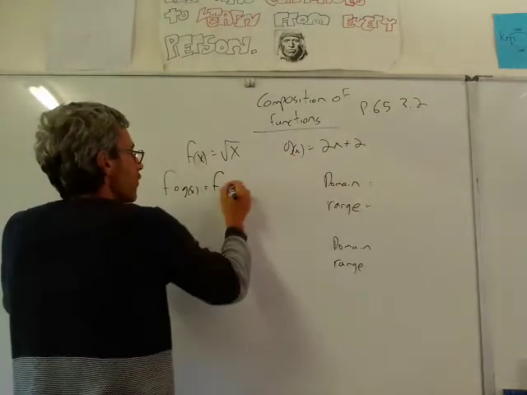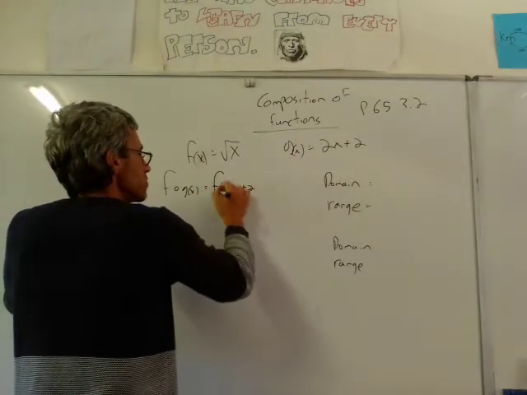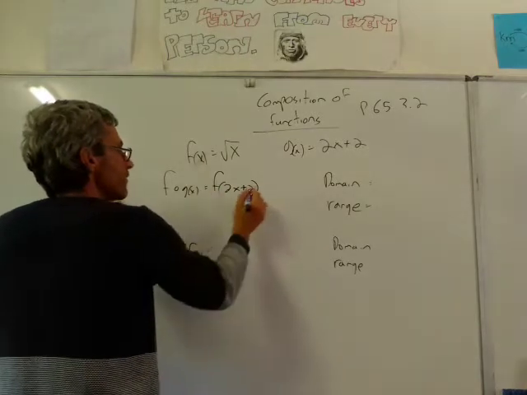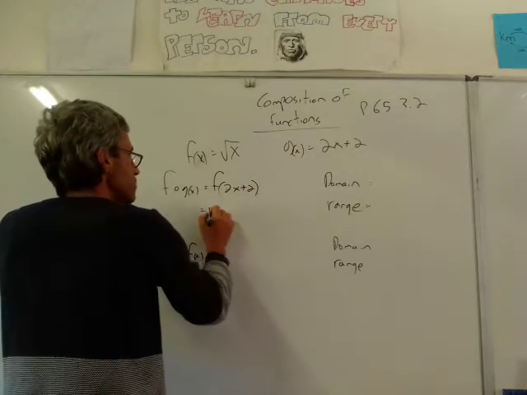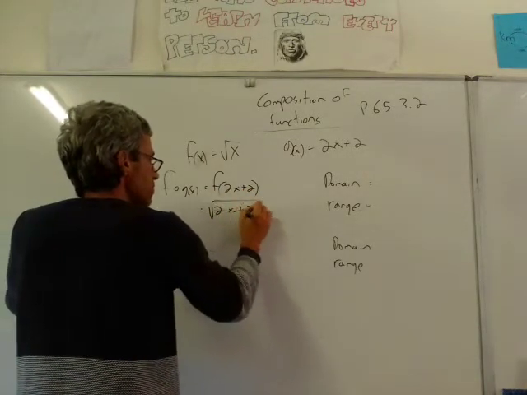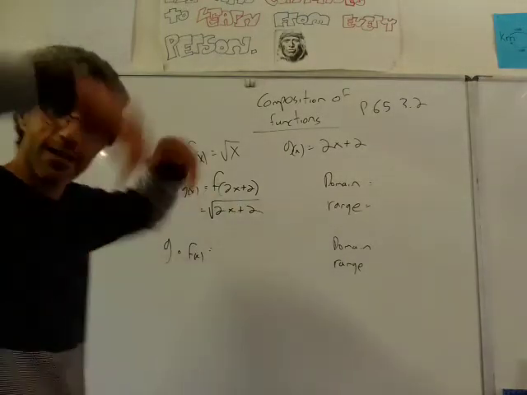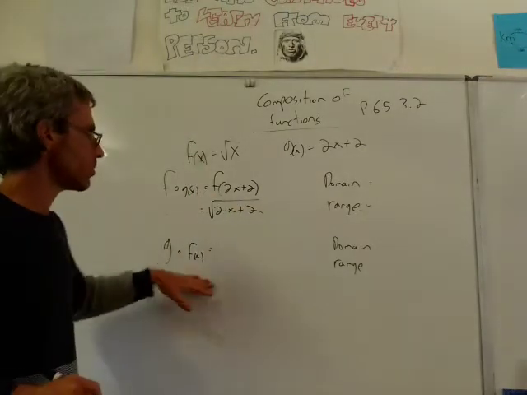So it's f of 2x plus 2. Okay? And now what does f do? F simply takes the square root. So it's 2x plus 2, 2x plus 2 under the square root. We'll deal with that later.